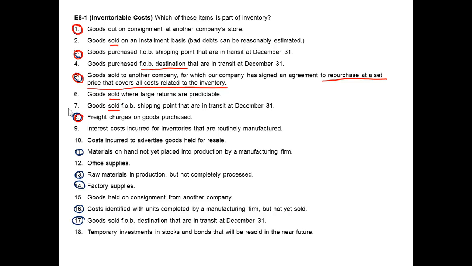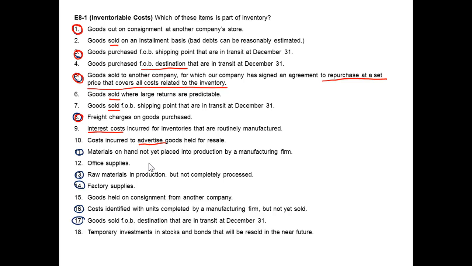9, interest costs incurred for inventory that are routinely manufactured. They're interest costs. They have nothing to do with inventory. 10, costs incurred to advertise the goods. Again, these are advertising costs, not inventory costs.